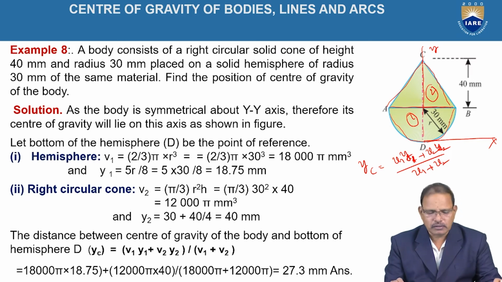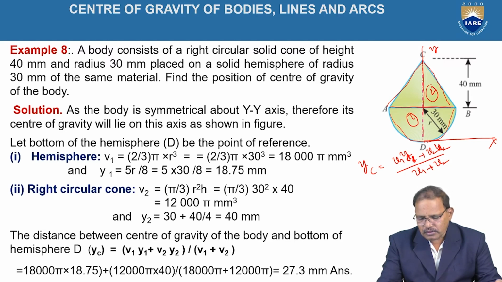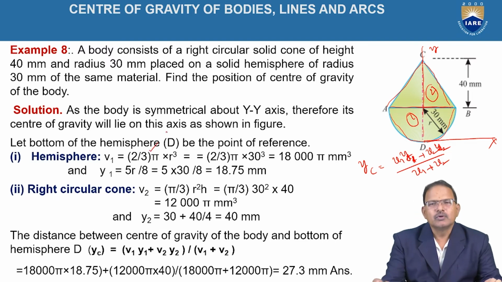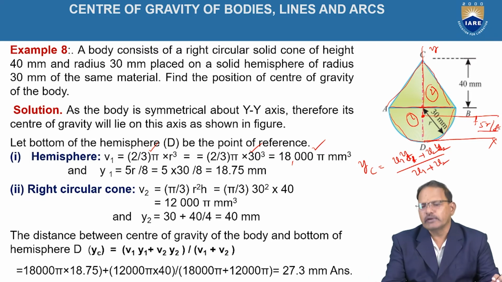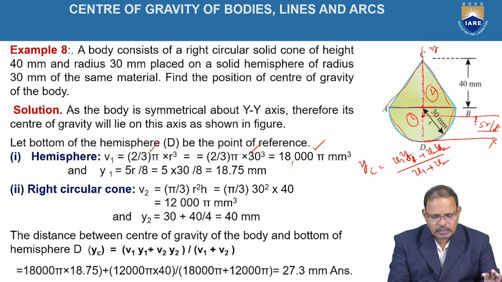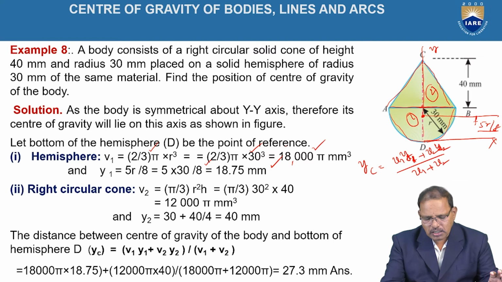Now for the first figure, the volume of this hemisphere is half of the sphere. Hence v1 is equal to 2 by 3 pi r cube, which with r equal to 30 is 2 by 3 into pi into 30 cube, equal to 18,000 pi mm cube. Similarly, y1 from the base of the hemisphere is at a distance of 3r by 8, so from the bottom position this distance becomes 5r by 8. That means y1 is equal to 5 into 30 divided by 8, which is equal to 18.75 mm.